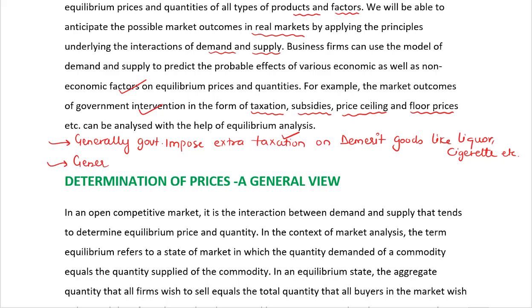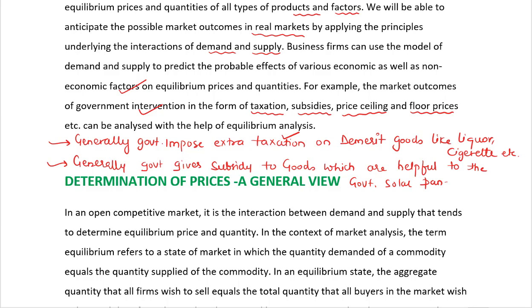Generally, government gives subsidies to goods which are helpful to the government. Example, solar panels are subsidized products.